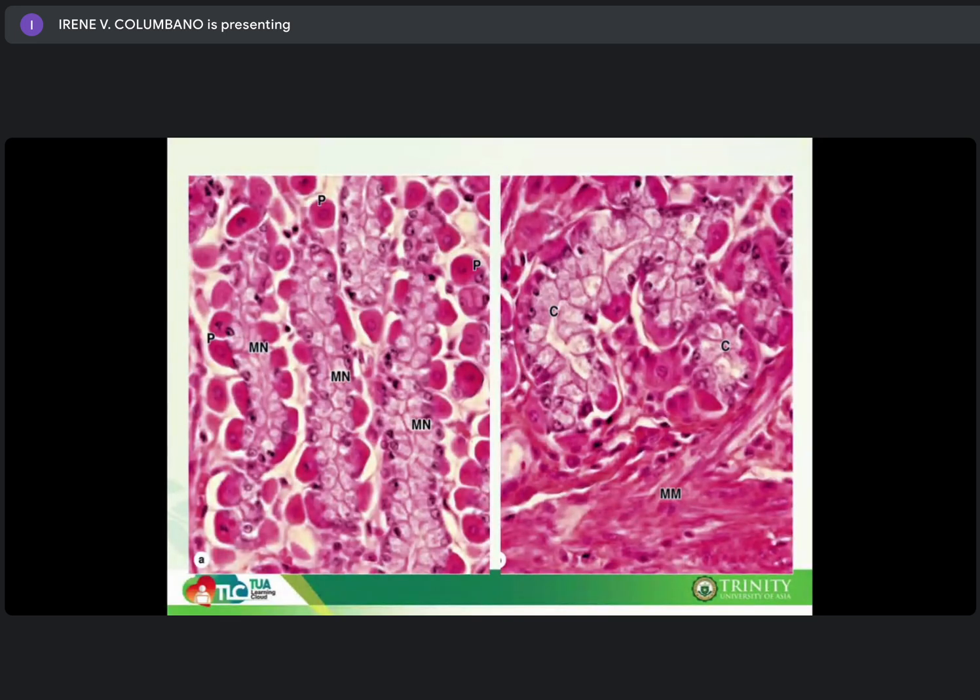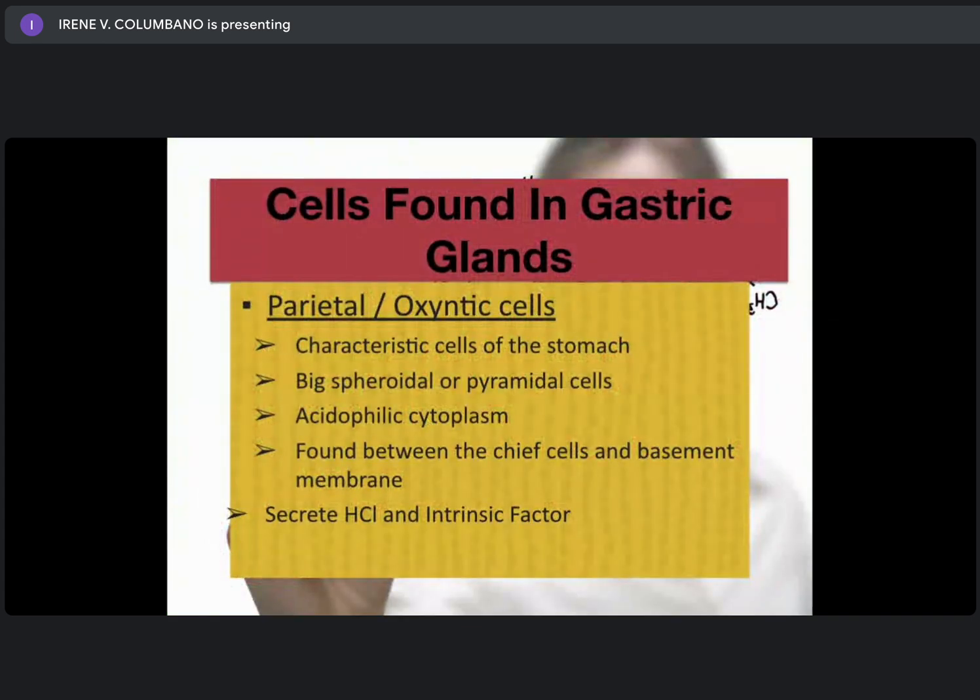So remember the chief cells, it secretes pepsinogen and gastric lipase. Parietal cells secretes intrinsic factor and HCl, while the mucous neck cells, no, and you can see the muscularis mucosae. Ito yung muscularis mucosae, ito yung mucous neck cell. Parietal cells or oxyntic cells, no, characteristic cells of the stomach. It secretes HCl and intrinsic factor. Remember, intrinsic factor is important sa vitamin B12, no, absorption natin.